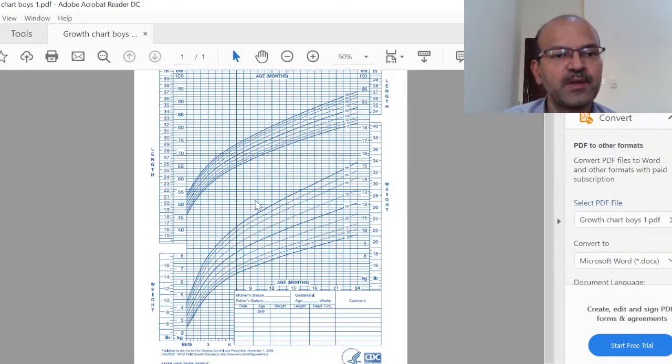So this is an example of what a growth chart looks like. This is for the weight and the length of boys, and the age range is mentioned here, so from birth to 24 months or 2 years of age.